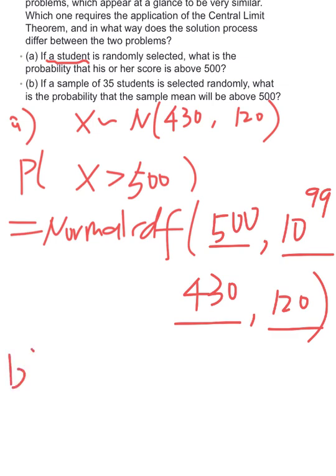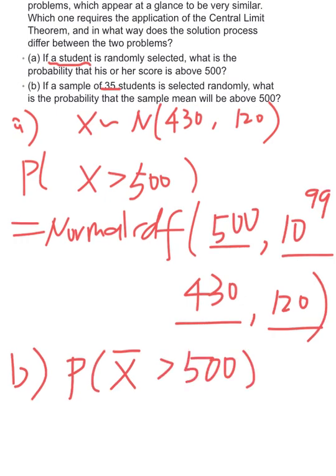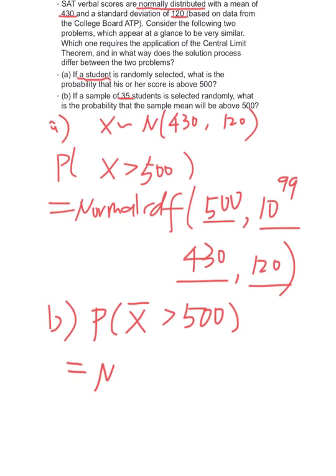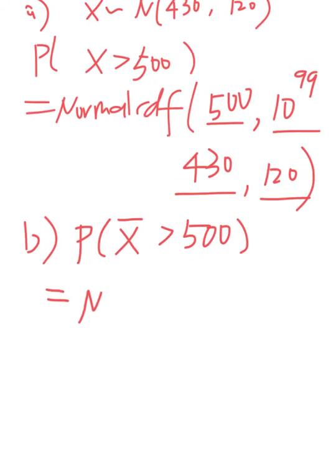And for B, we have a sample of 35 students. What is the probability that the sample mean will be above 500? So we transform to mathematical language: what is the probability for the sample mean above 500? We are looking for this probability. And our sample size is equal to 35, so I will write the sample size here.